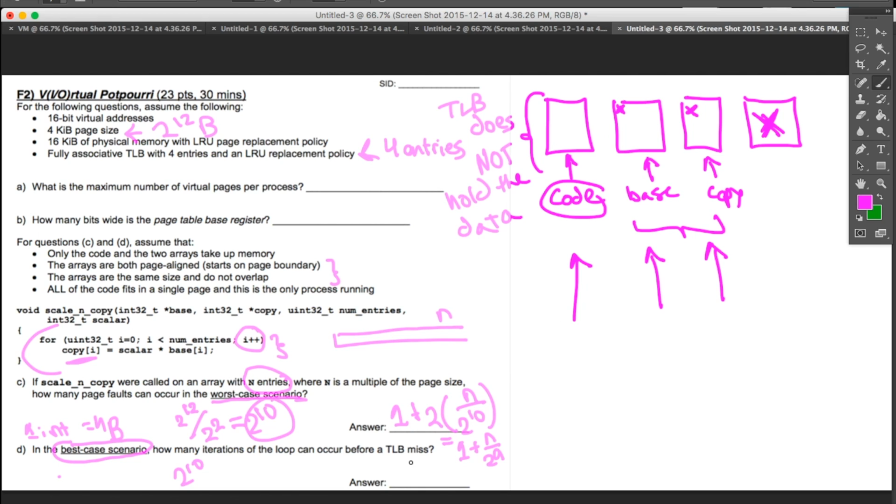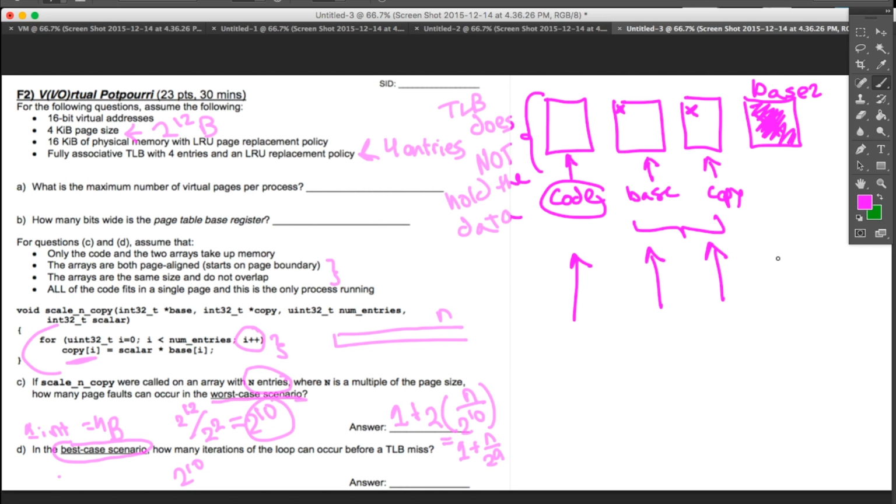Well, what about the 2 to the 10th plus 1th time? Well, the next time we try to iterate this loop, we need to access the next element of base and the next element of copy. And those are both located on separate pages that aren't in the TLB. So, what happens here? Well, we try to access the next element of base. So, let's say in the best case scenario, base 2, the second page that we need to hold the data for base, is already in the TLB, right? Well, what about the second page of copy? Notice that it's not there.